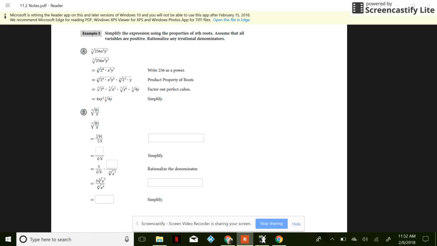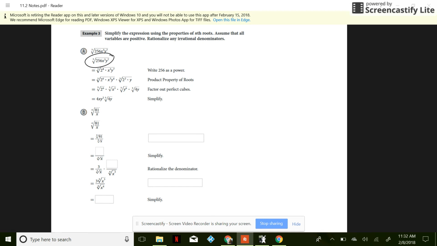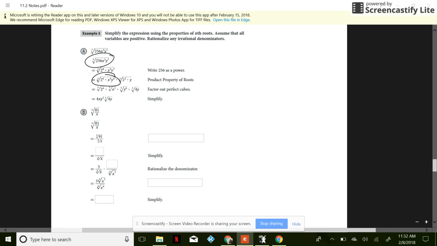We're finishing section 11.2, working through simplifying some radical expressions. So the key thing is, for example, here in problem A, you want to be able to rewrite any whole numbers as a power. So you want to break them down as far as they can. So in this case, 256 becomes 2 to the 8th power. From there, you can separate it. The key thing you're looking for is you want any powers that you have to be a multiple of whatever root you have, because that means they will be able to divide fairly easily.